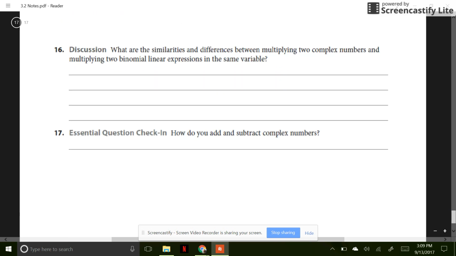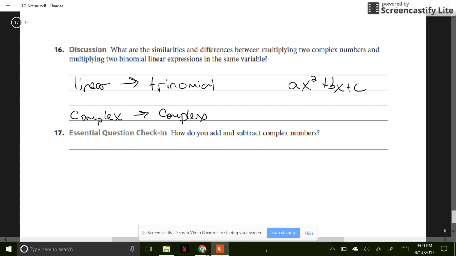All right, last page here. What are the similarities and differences between multiplying two complex numbers and multiplying two binomial linear expressions? So when we had the linear product, we had a trinomial quadratic. So something like ax squared plus bx plus c, whereas when we had the complex product, we came up with a complex solution, a plus bi, or something like that. So how do we add and subtract complex numbers? We combine the like terms.